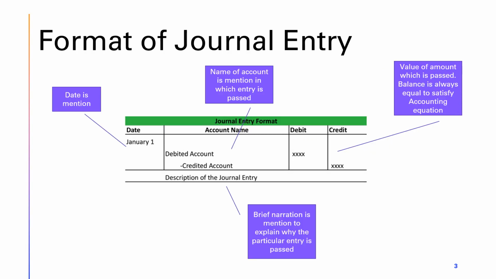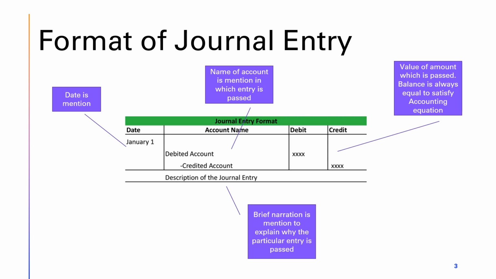Journal entry is passed in journal books, which is also known as primary books. Any transaction is first recorded in journal books before being recorded elsewhere. Here you can see the format of a journal book. Basically, it consists of 4 columns.